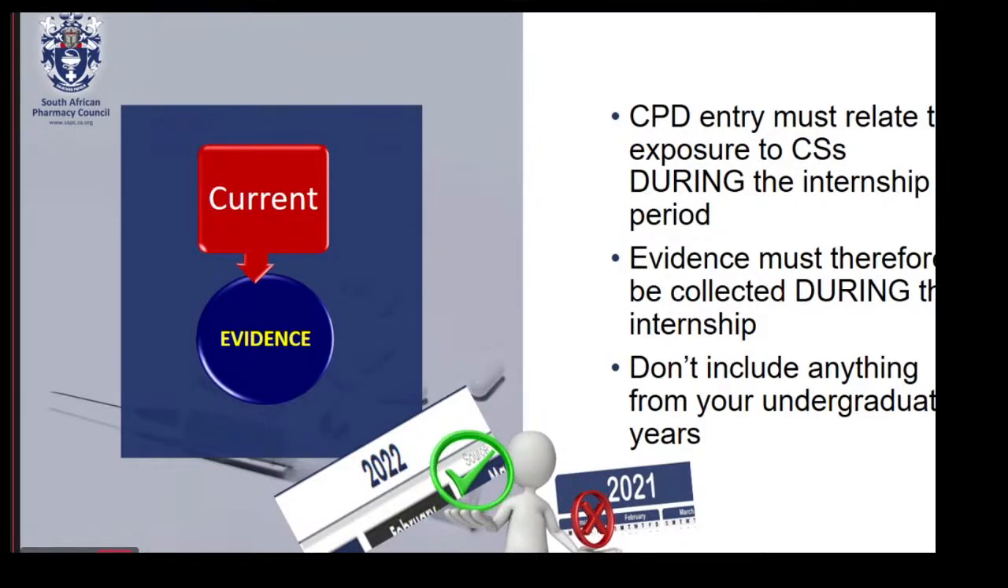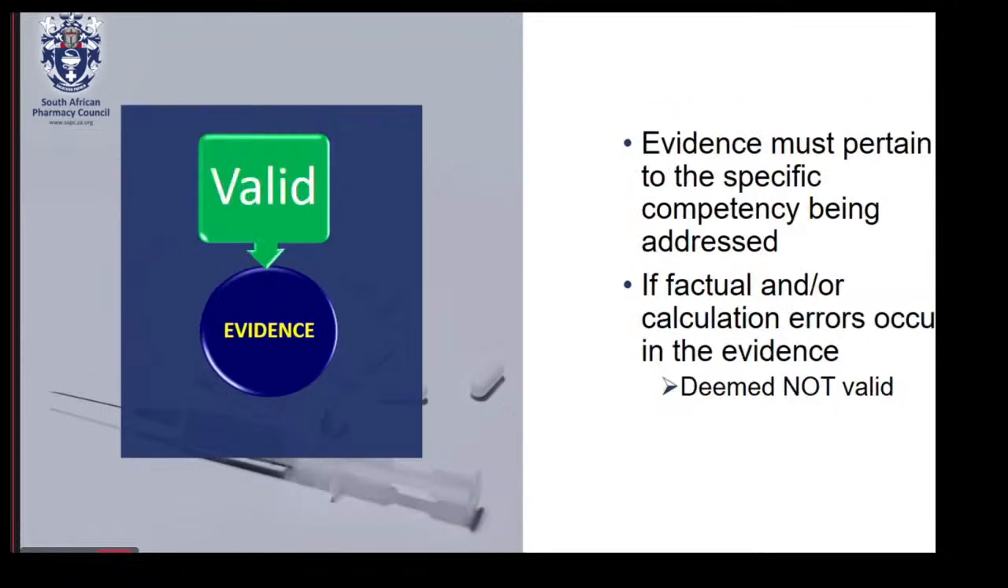The next thing we're going to look at is current. What do we mean with it is current? Please make sure not to use, for example, research or anything that you did in your undergraduate studies. It should be done this year. The entry must relate to exposure during your internship. The evidence must be collected during your internship, and please, no undergraduate work. So it should be current and it should be done in this year.